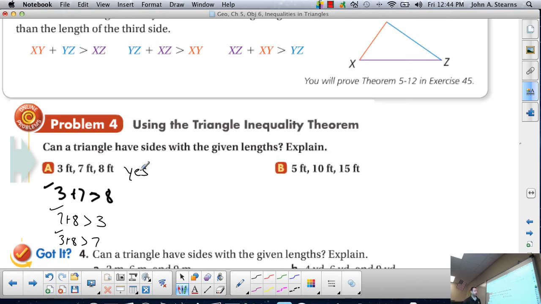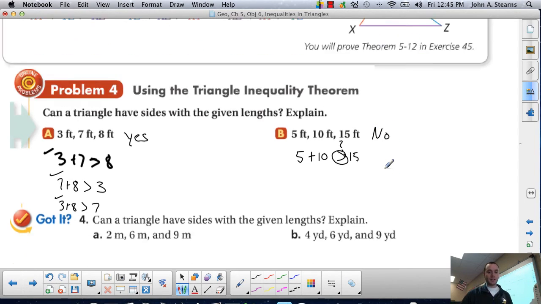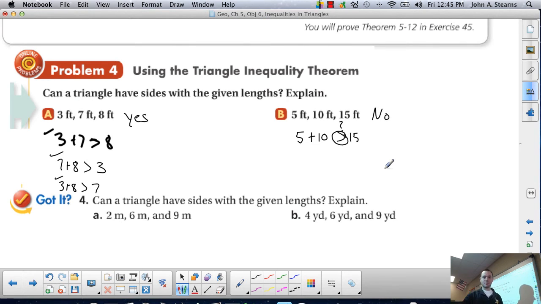Now let's take a look at part B. If we add up the first two, 5 plus 10, is 5 plus 10 greater than 15? The answer to that is no. It is equal, but it is not greater than. This has to be greater than, not greater than or equal to. So this is no. That cannot be a triangle. Okay, Got It question 4 takes you through some of the same information. If you have questions or you want to try that on your own, please do so. Bring any questions or answers you have to class.